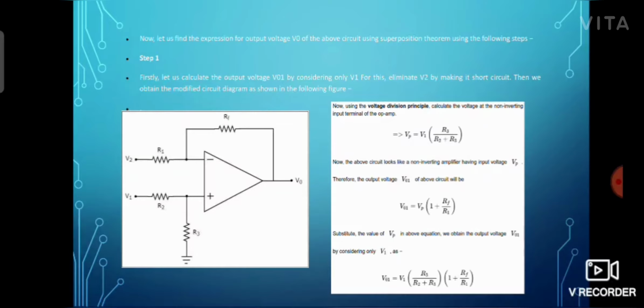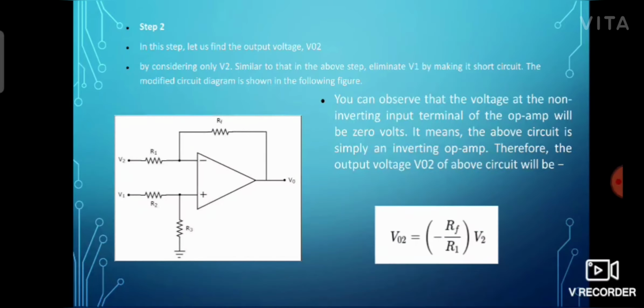Now using the voltage division principle, calculate the voltage at the non-inverting input terminal of the op-amp: Vp equals V1 R3 divided by R2 plus R3. Now the above circuit looks like a non-inverting amplifier having input voltage Vp. Therefore the output voltage V01 will be V01 equals Vp into 1 plus Rf by R1. Substituting the value of Vp, we get V01 equals V1 R3 by R2 plus R3 into 1 plus Rf by R1.